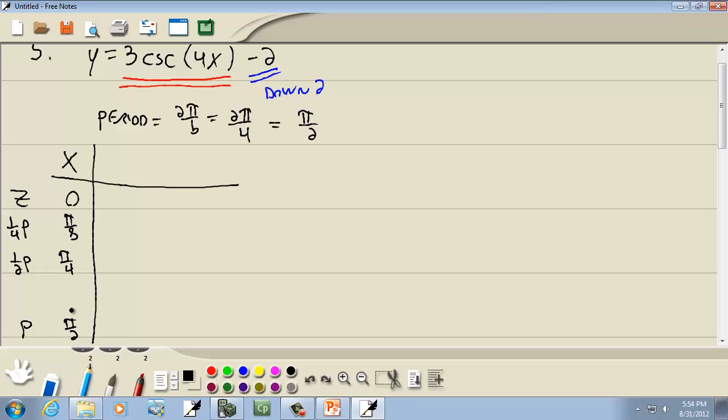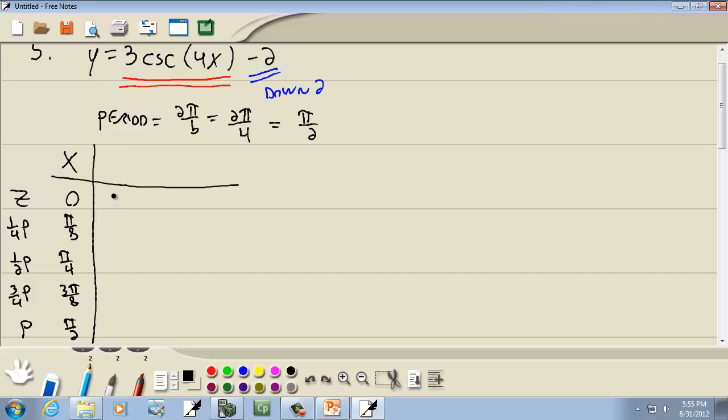Now you could multiply 1/4 times this to get that easily. And then we got 3/4 of our period. This starts at 0, goes pi over 8, 2 pi over 8, or pi over 4, and 3 pi over 8. And then 4 pi over 8, which is pi over 2.